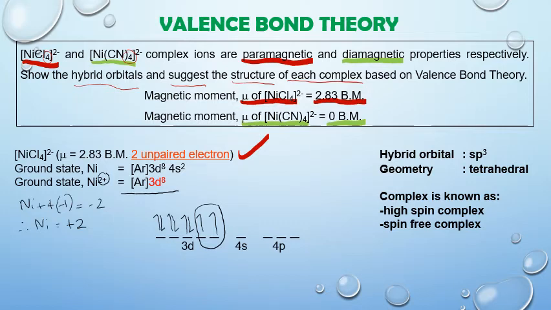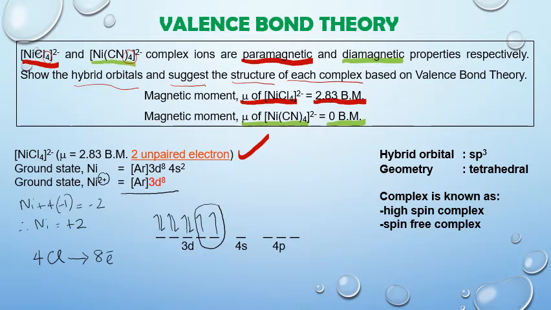Next, let's look at the ligand. There are 4 chloro. So we know that each chloro donates 2 electrons. So 4 chloro means that there are 8 electrons donated to the nickel. 4 chloro donates 8 electrons to the nickel.